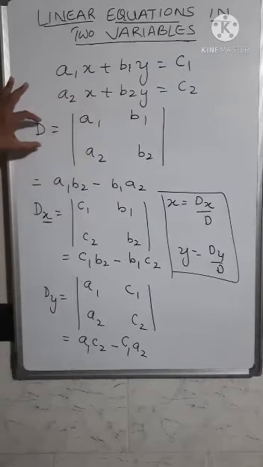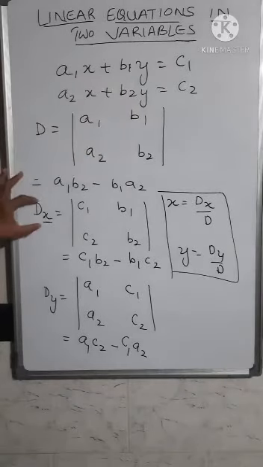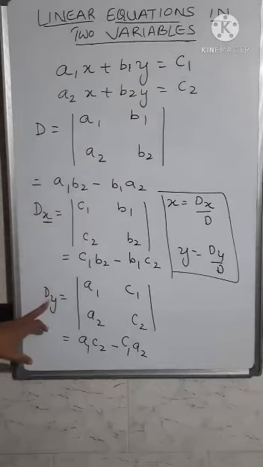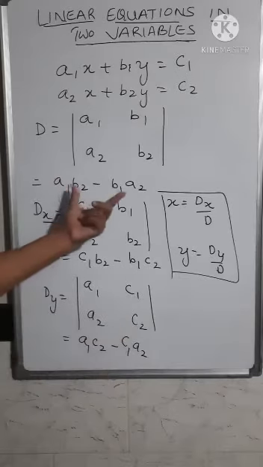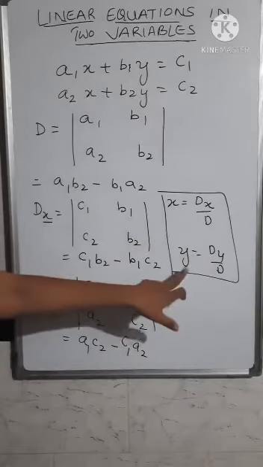First, to find out the value of D, it is A1, A2, B1, B2. Then to find the value of dx, it is C1, C2, B1, B2. And to find out the value of dy, it is A1, A2, C1, C2. Then find the value of the determinant in each case and find out the values of x and y.